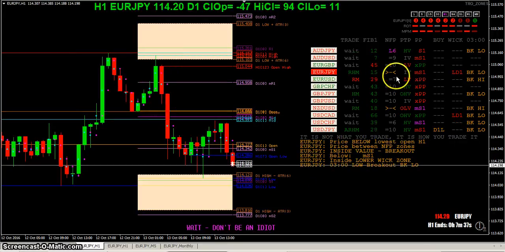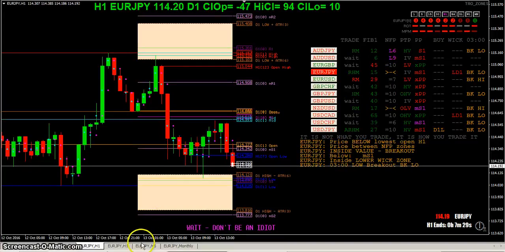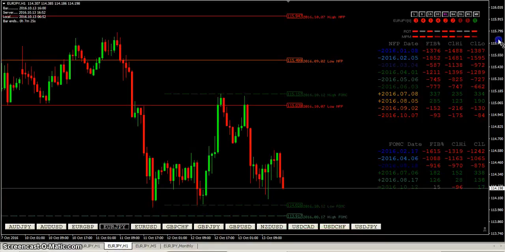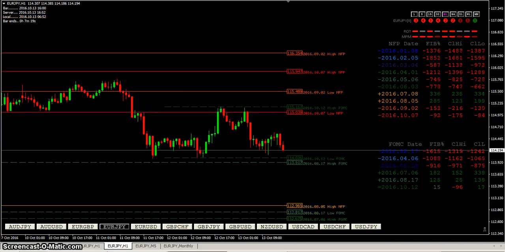One other change, I don't remember if I told you or not, is this symbol here means it's between two NFP zones. Now let's see, here's the NFP, and so here's a low, and then here's a high. You see, none of these say equal. It's not between the high and low of any one of these dates. It's in kind of a no man's land right here.